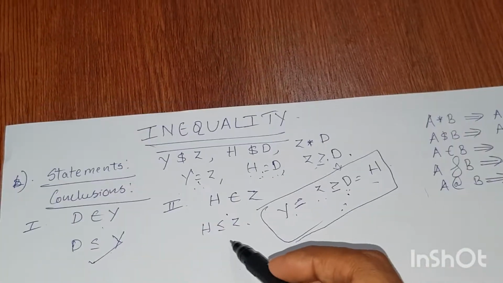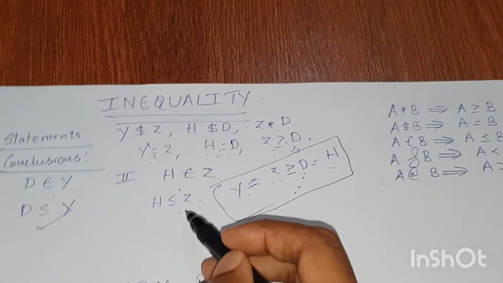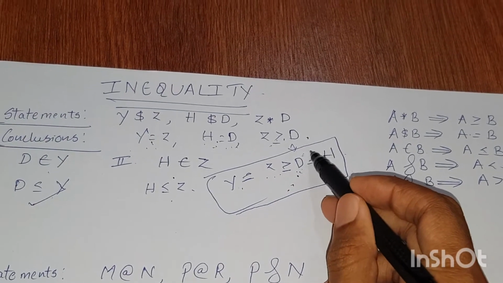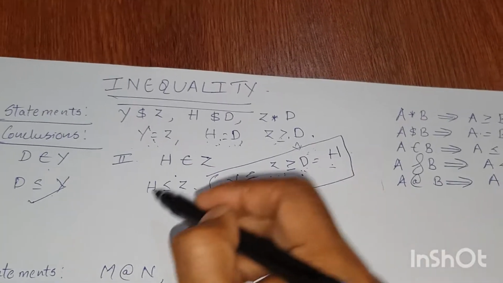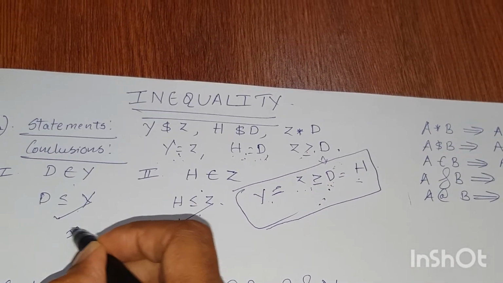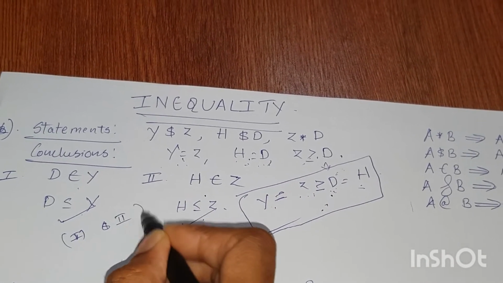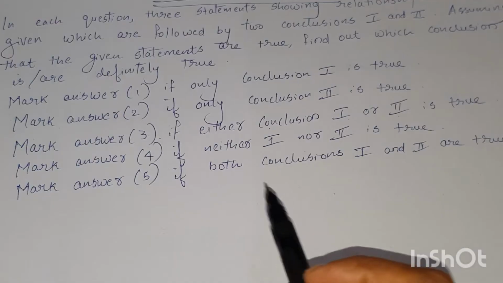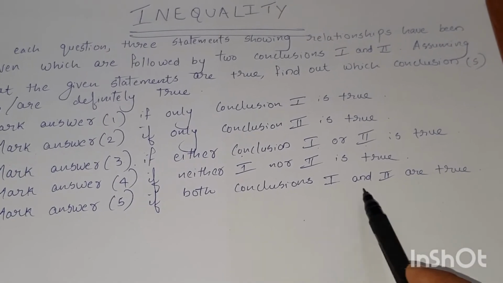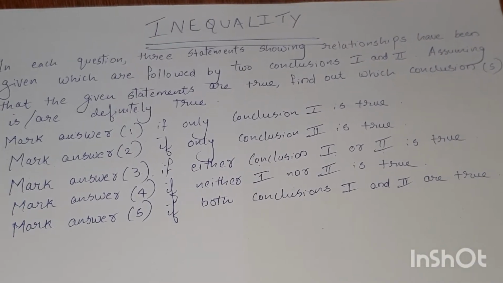Now the second conclusion: Z is greater than or equal to H. Z is greater than or equal to D and D is the same as H. That means Z is greater than or equal to H. This is also true. That means both conclusion 1 and conclusion 2 are true. So which option do we choose? We choose option 5, because mark answer 5 if both conclusions 1 and 2 are true. So the answer is 5.